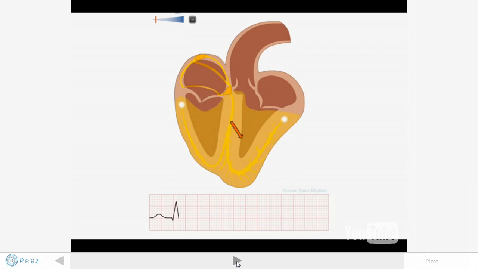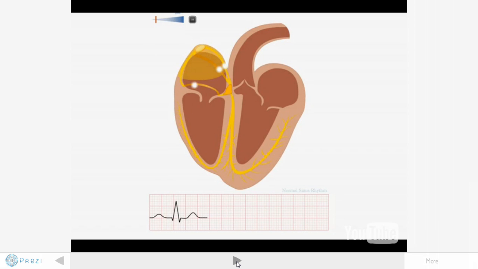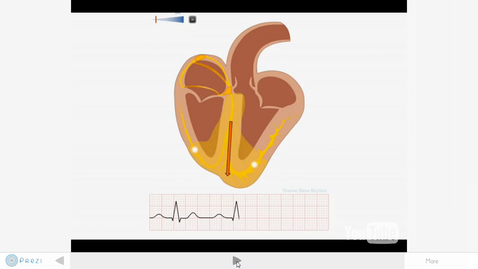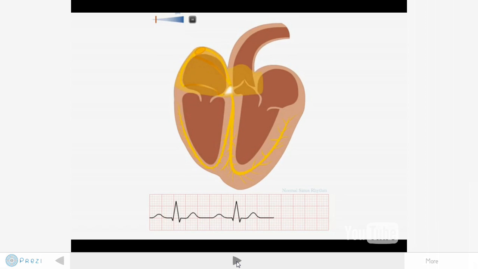The QRS complex represents the ventricular depolarization, and the atrial repolarization is masked by the QRS complex. The T wave represents the repolarization of the ventricles.